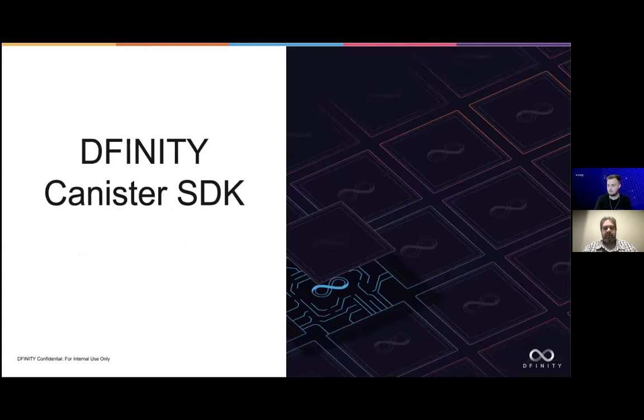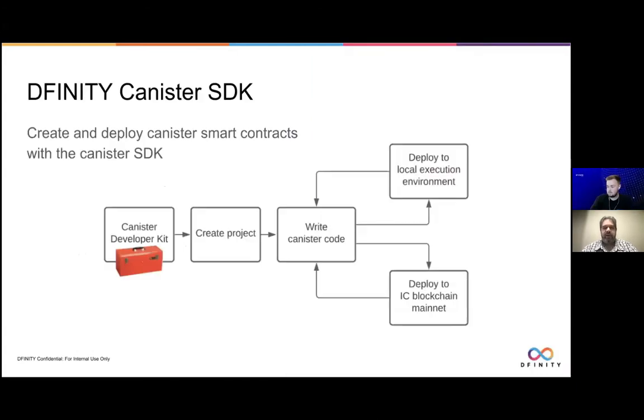So let's take a look at the Canister SDK, because it's really core to everything we do when it comes to building and deploying our dApps. This is a very simplified flow, but it pretty much shows the flow of building and deploying a dApp. First, you create a project, and you use the SDK to create a new Canister smart contract project. Then you write your code, and then you deploy it. And when you deploy it, either locally, because you can run it locally, or to the Internet Computer blockchain, then you use the SDK again to deploy it.